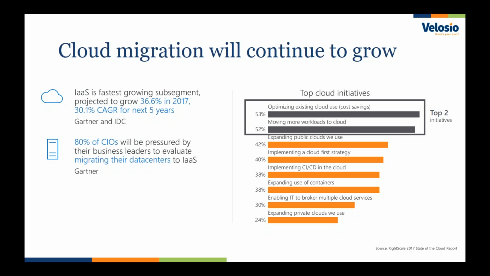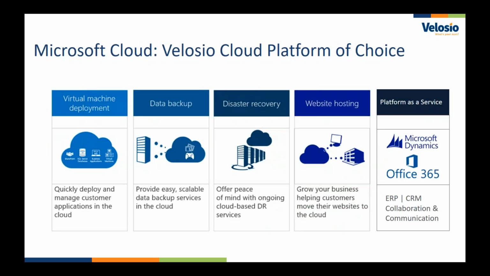And the bottom line is CIOs, technology leaders are really feeling that pressure to say, how do we evaluate this? It's not always we need to move everything to the cloud now, but what is our plan? What is our strategy? And who are the right partners that can help us figure out that strategy? So with that, I'll turn it over to Tyler and talk a little bit about Microsoft Cloud.